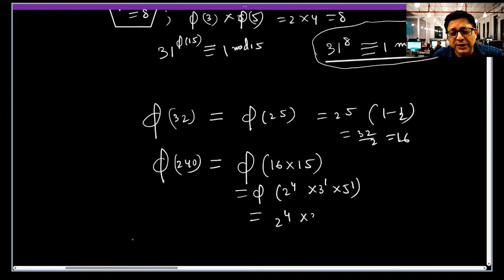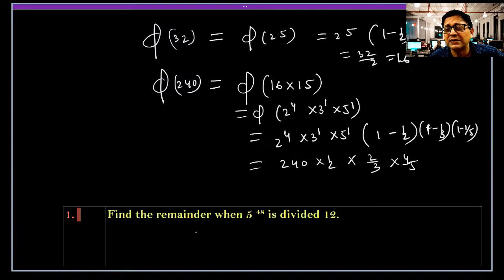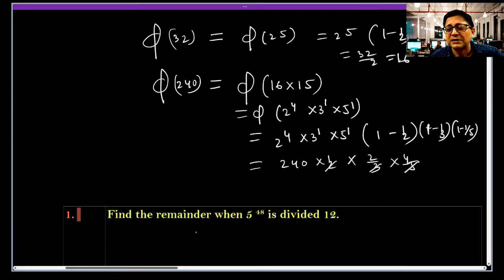Into 5 to the power 1, 1 minus half, 1 minus 1/3, 1 minus 1 by 5. So 240 into half into 2/3 into 4 by 5. Simplify it. 64 in number. 64 numbers are there less than 240 and prime to it. Okay.